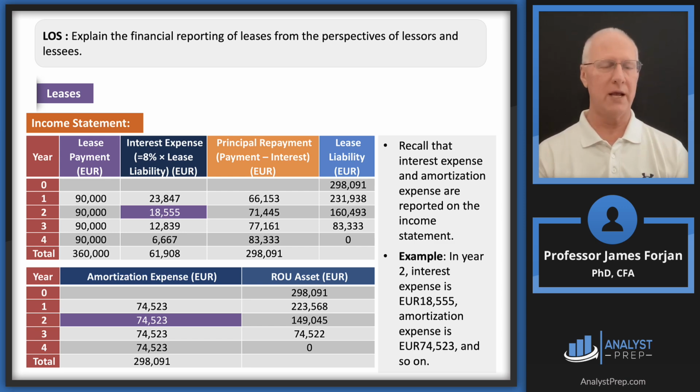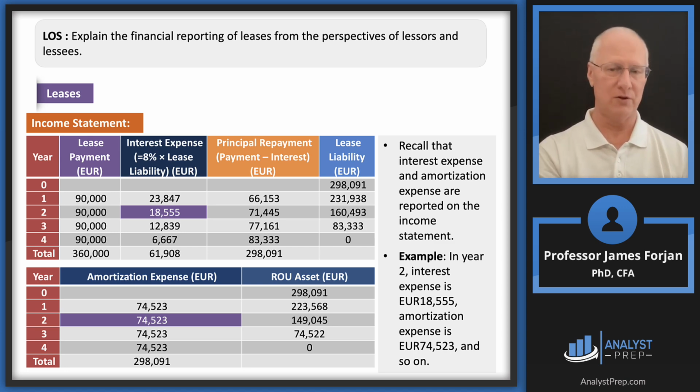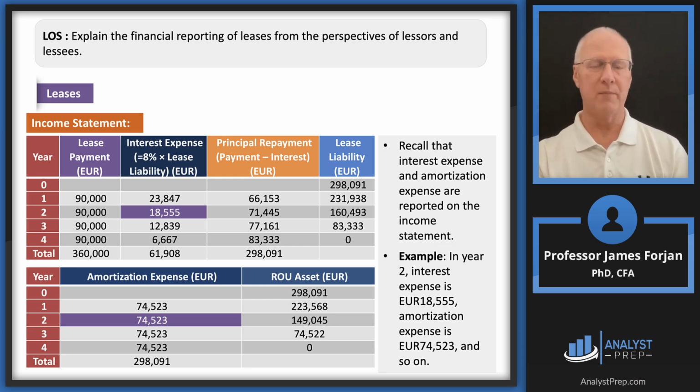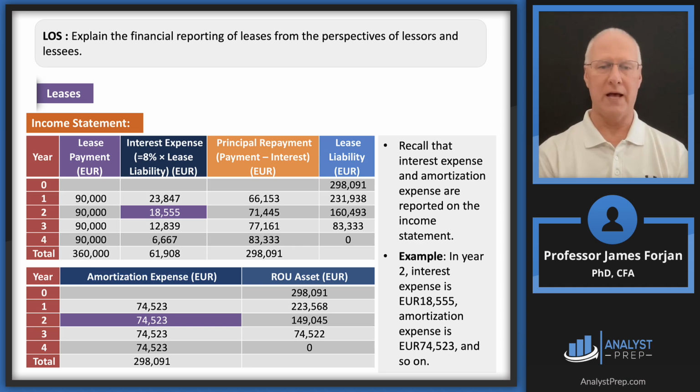So take the 298,091, divide that by 4, and you get 74,523. So that's the same. So notice we're paying 90 every year, but our amortization expense is 74 every year. That gets us up to the 298. So then just subtract the 74 from the 298 and you'll get the 223, the 149, the 74. And then of course at the end of that time period, it has to be 0.